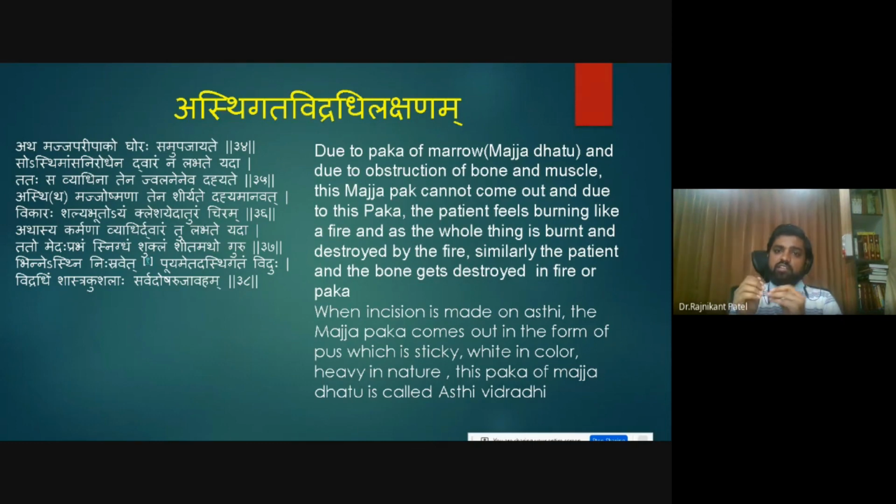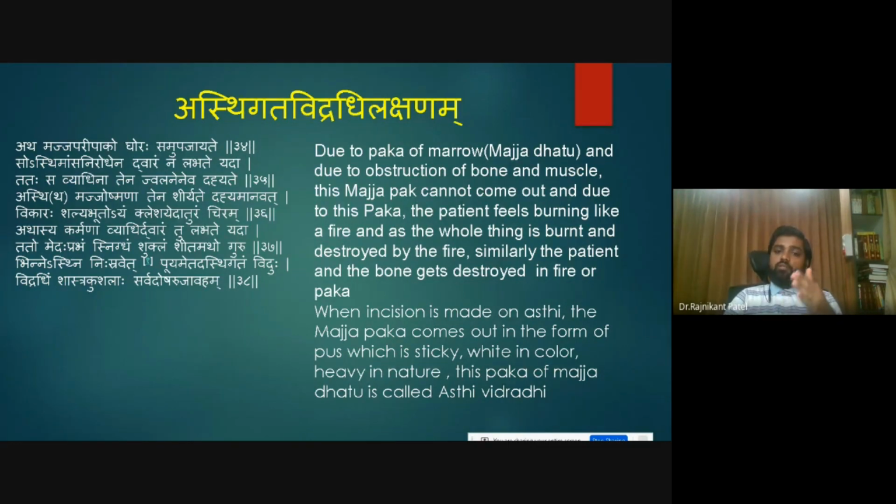The example is given like this: if there is too much fire, it will burn and destroy everything. For example, if a whole house is burning, then everything will be lost or destroyed in that fire. In a similar way, when this majja part is there and there is an obstruction of bone and muscle outside, the person will get destroyed by this fire or paka. See, this deadly disease the Acharya has mentioned in a shloka 5000 years before. This is exactly what osteomyelitis is, which is being explained in this shloka.